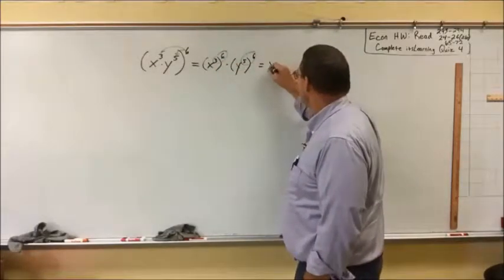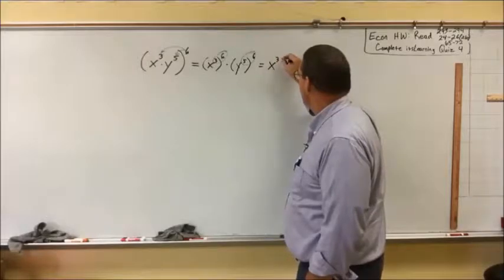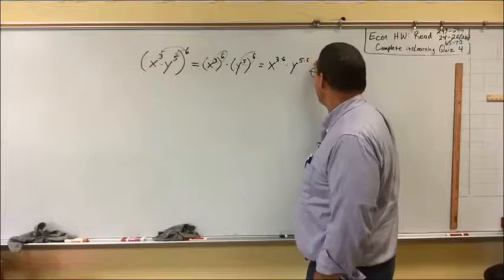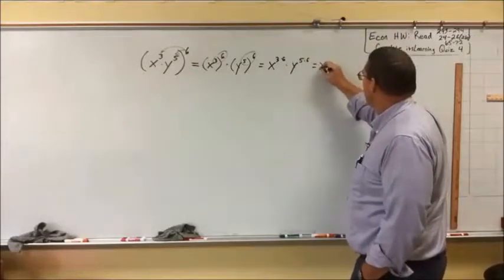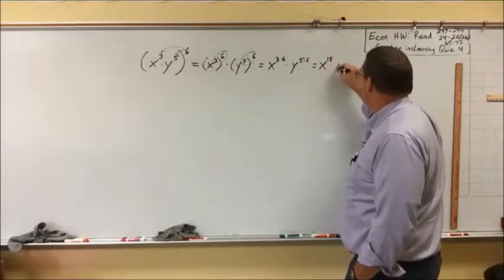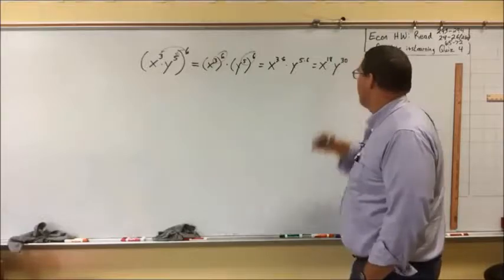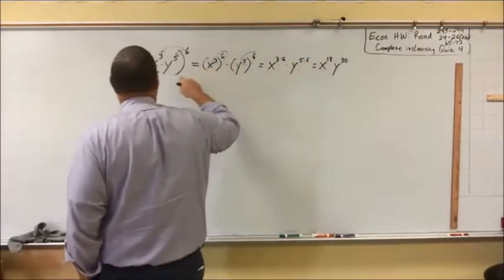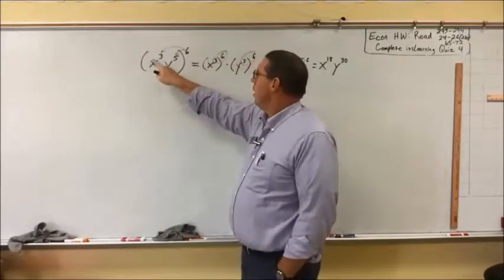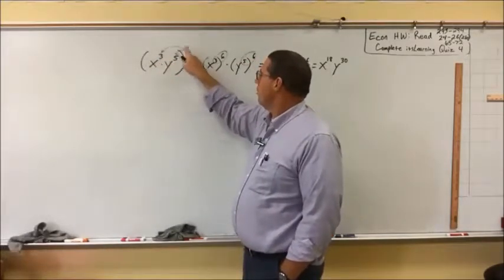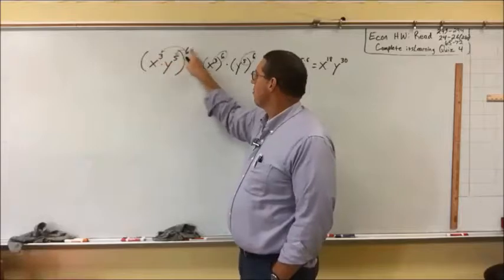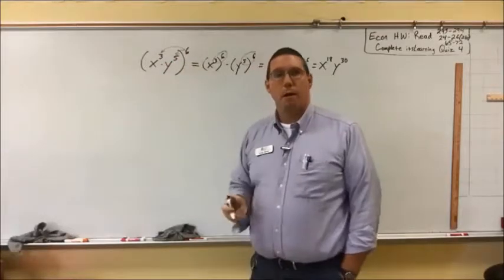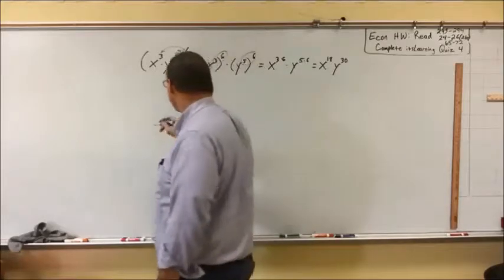So this is going to be the same thing as x to the power of 3 times 6 times y to the power of 5 times 6, which is going to be x to the 18th power, y to the 30th power. Okay? Or you don't have to do all these middle steps. You can just jump straight to x to the 3rd, 3 times 6 is 18, so x to the 18th. 5 times 6 is 30, so it's y to the 30th power.